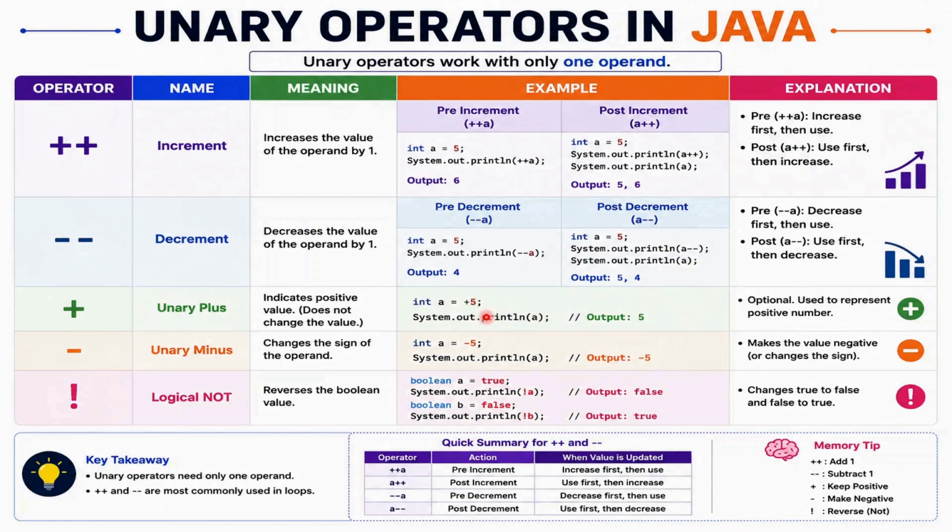This plus 5 is unary plus. We are not adding the value with a variable. It is just a unary plus operator. So in this case the output will be plus 5.